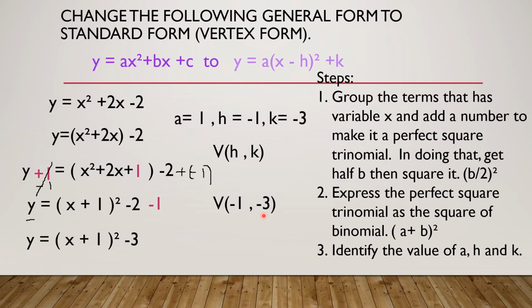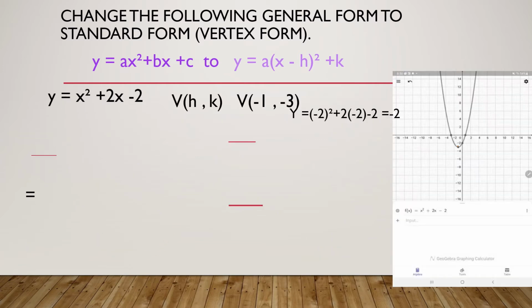Actually, there is a formula on how to find the vertex, the h and the k. And you can also find it without doing this process. So let's apply the formula on how to find the values of h and k. So I have here the general form, the same given, and the vertex is negative 1, negative 3.